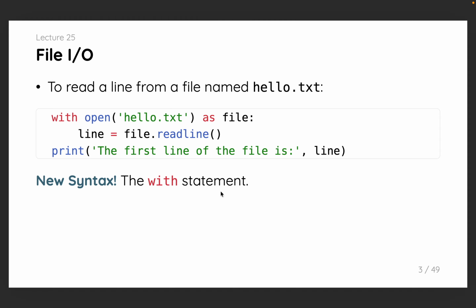Here we have new syntax: with, open, then a file name, as, then the name of the variable referring to the file. What is this with thing over here? This with thing is what defines what we call a context. We'll go over what a context is shortly.